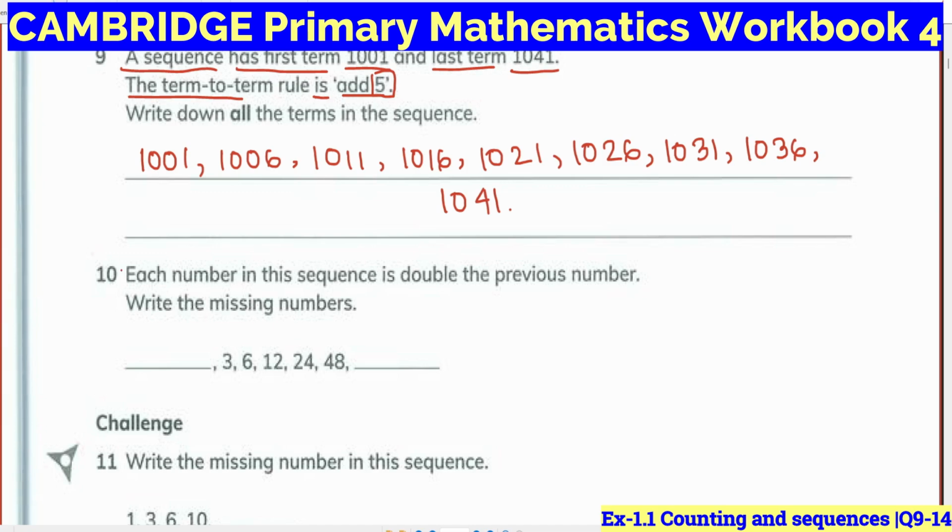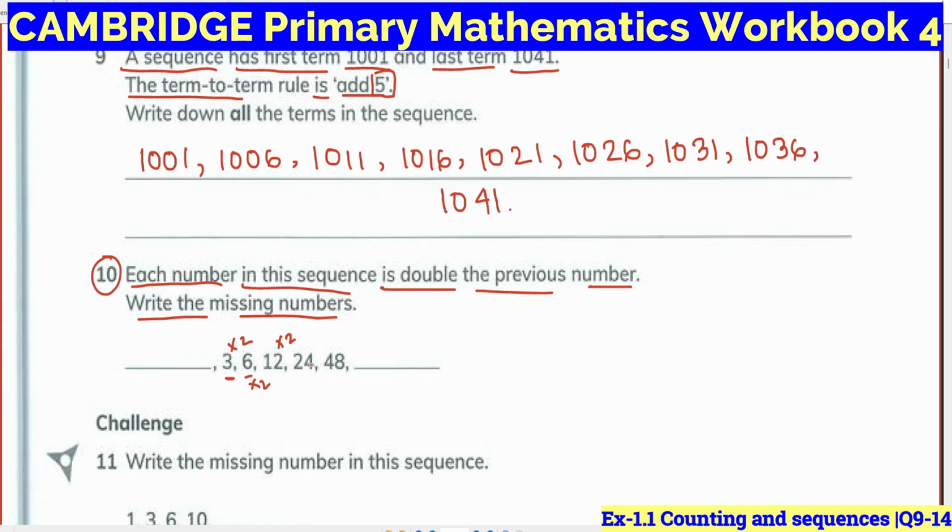Question 10. I think there is some mistake. How? Look. Each number in this sequence is double the previous number. Write the missing numbers. Look, here is a 3 and double means we multiply by 2. 3 times 2 is 6. Same, 6 times 2 is 12.